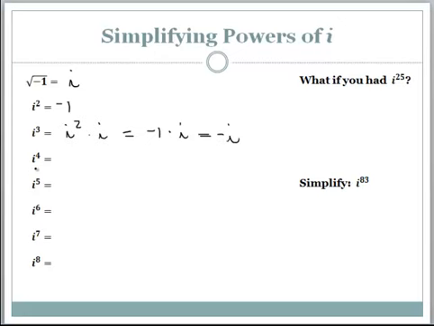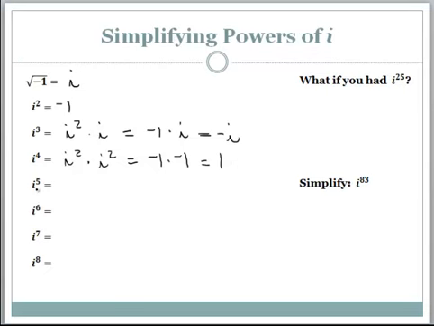How about i to the 4th? Could I say that i to the 4th is the same as i squared times i squared? Okay, but i squared is -1. So that's the same as -1 times -1, which is +1. So i to the 4th is the same thing as +1.